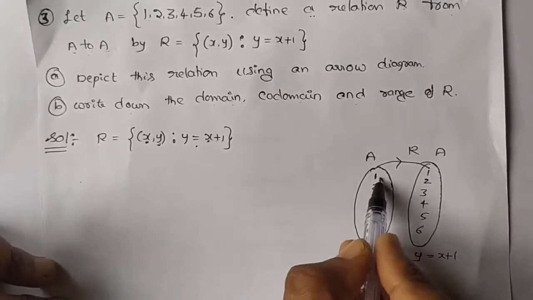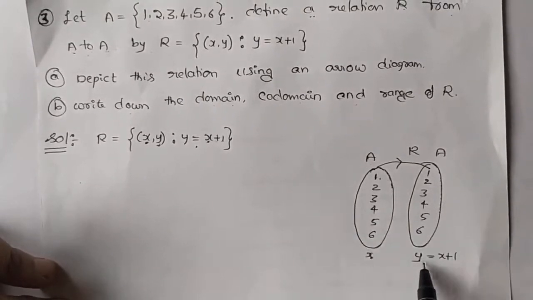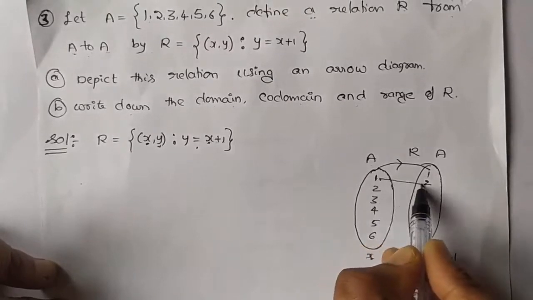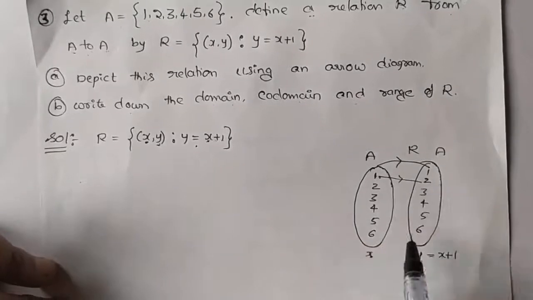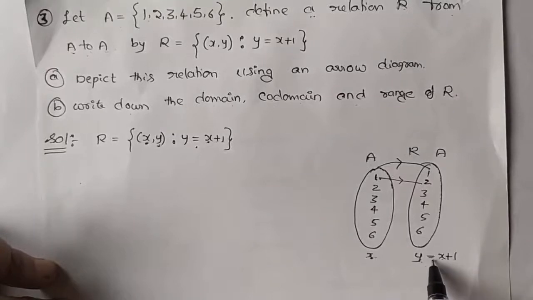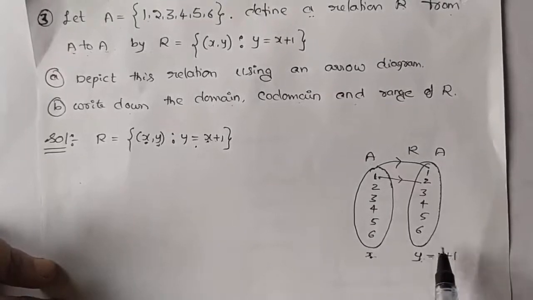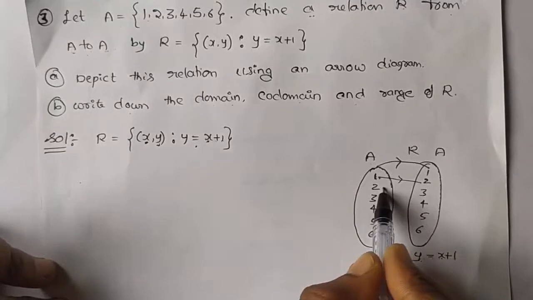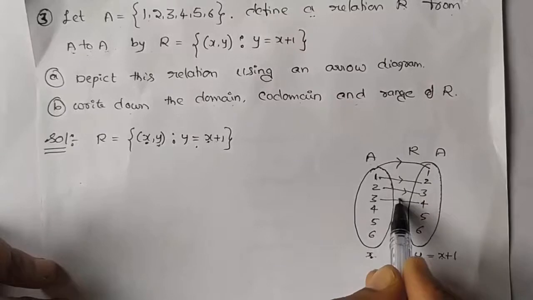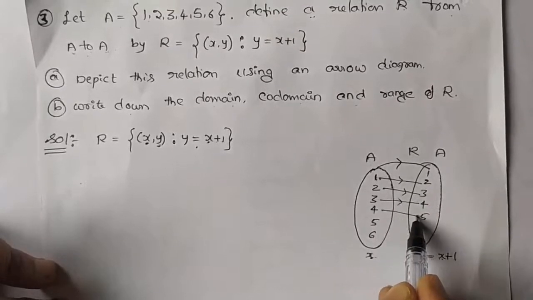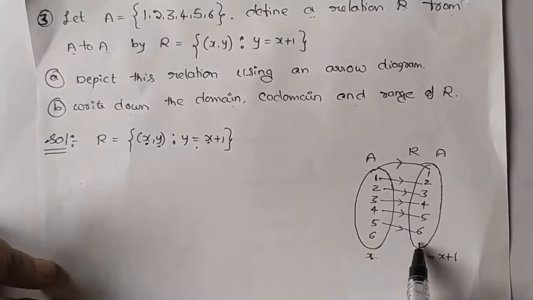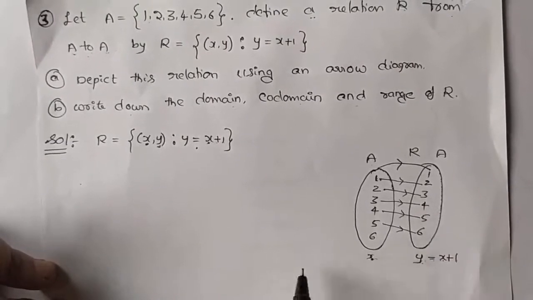First, x value is 1, then y is what? 1 plus 1 is 2. X is 1, y is 2. X equals 2, then y is 2 plus 1, which is 3. 3 plus 1 is 4. 4 plus 1 is 5. 5 plus 1 is 6. 6 plus 1 is 7. Is there 7 in the set? No. We have to stop here itself.